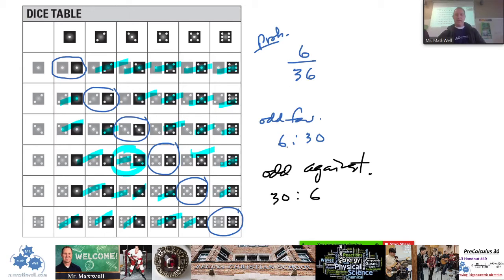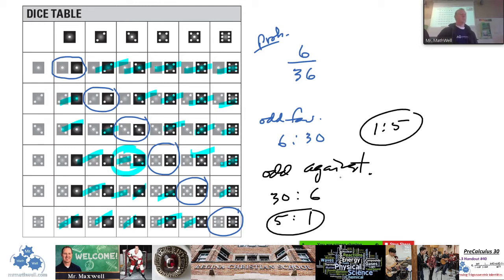Yes, yeah. If we simplify that, this would be 1 to 5. Well, I don't know, what did you say? 2 to 15? Yeah. If we divide both of these by 6, we get 5 to 1 here, right? Yeah. So 1 to 5, 5 to 1. Yeah, that would be the simplified. Or 3 to 15, maybe.